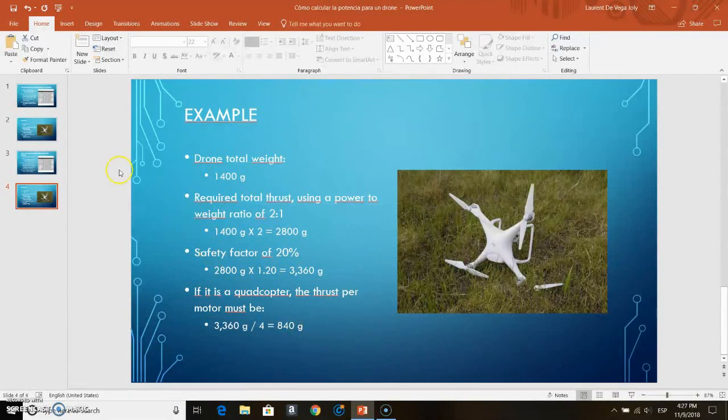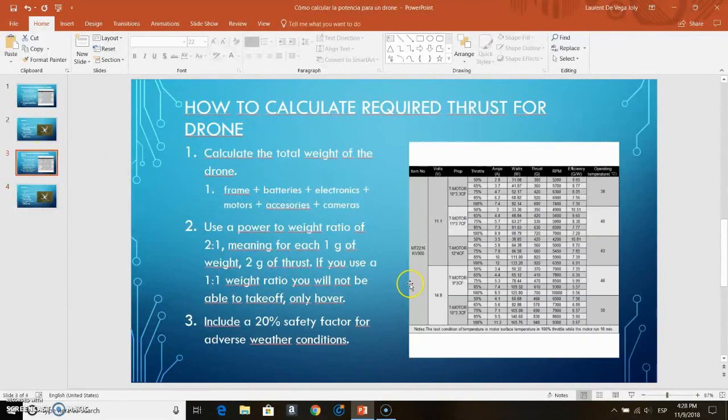So that means that we need at least an MT2216 motor running on a 3-cell battery, which is 11.1 volts, and with a 12-inch prop. So that gives us a thrust of 920. It's a little bit over, but if you take a look at the next prop setting, we only get 720 grams, so we will be short. And this is very important.